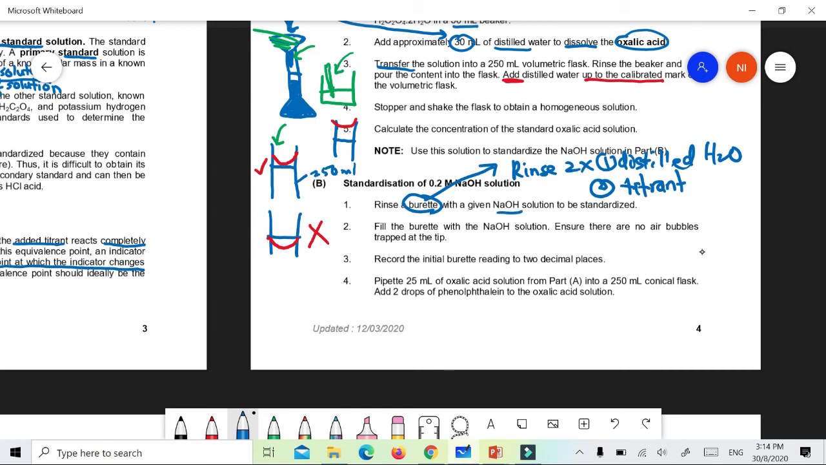Okay, kemudian fill the burette with the NaOH solution. So fill ni you tak boleh pegang pakai tangan, of course kena clamp dengan retort stand. Okay, ensure there are no air bubbles trapped at the tip. Okay, actually tambah kita punya burette ni, okay, macam tu. So, tak nampak dengan jelas. Tip ni.